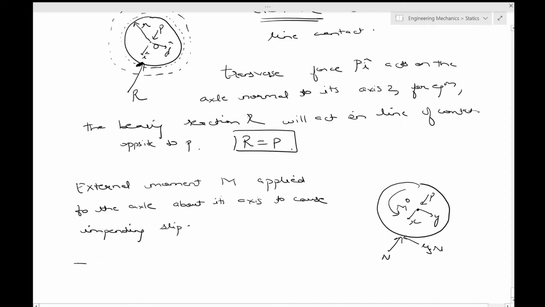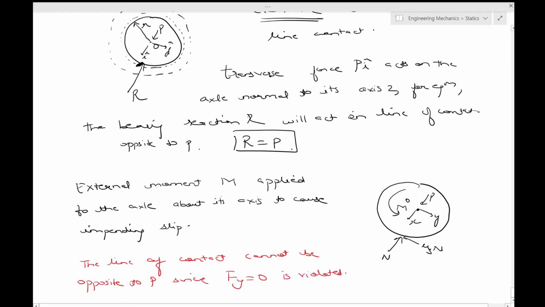Now the line of contact, and let me put that in red so that you can also grapple with this idea. The line of contact cannot be opposite to P, since F in the y direction equals 0 is violated.